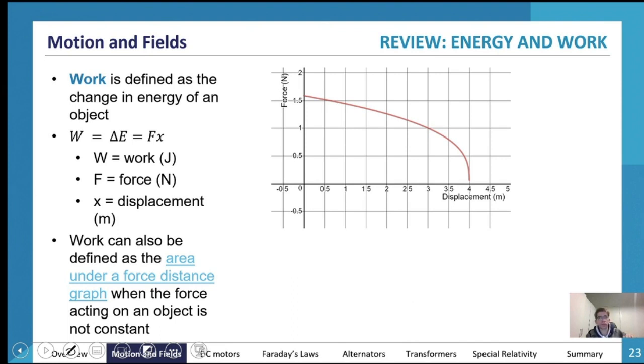How about work? Well, work is defined as the change in energy of an object. And it can also be found as force multiplied by distance if the displacement is linear.